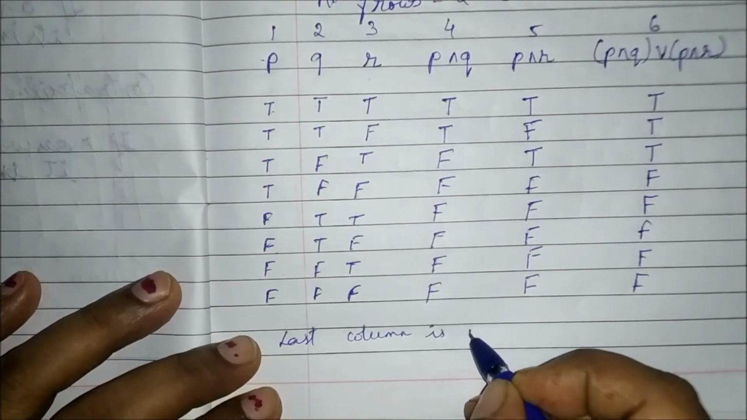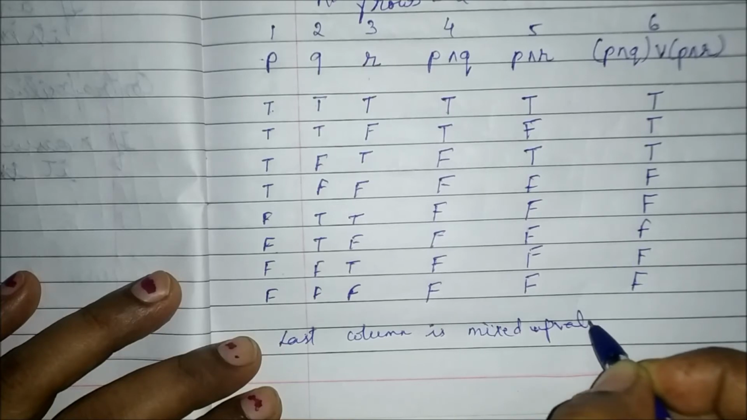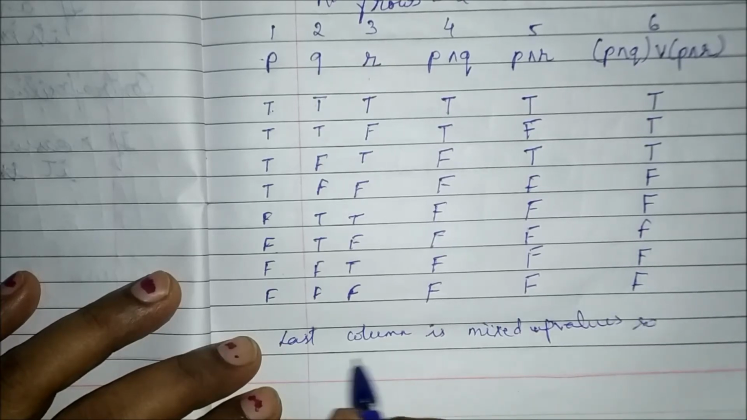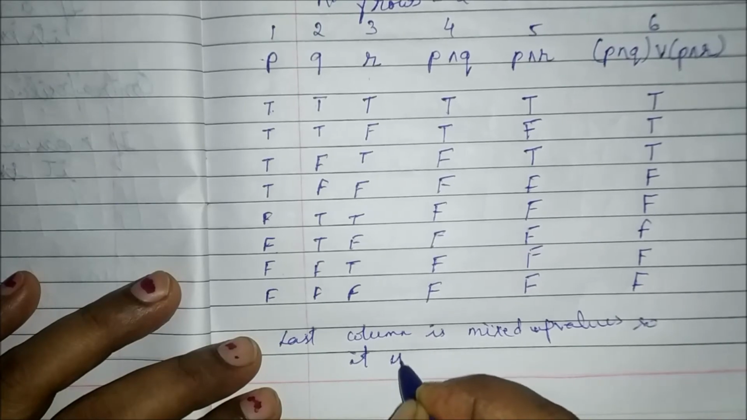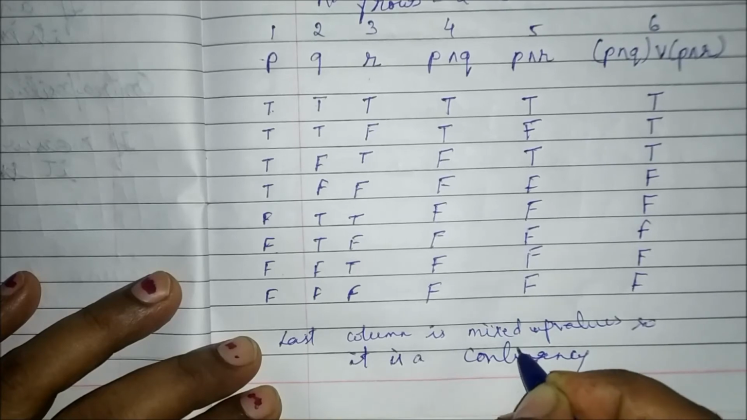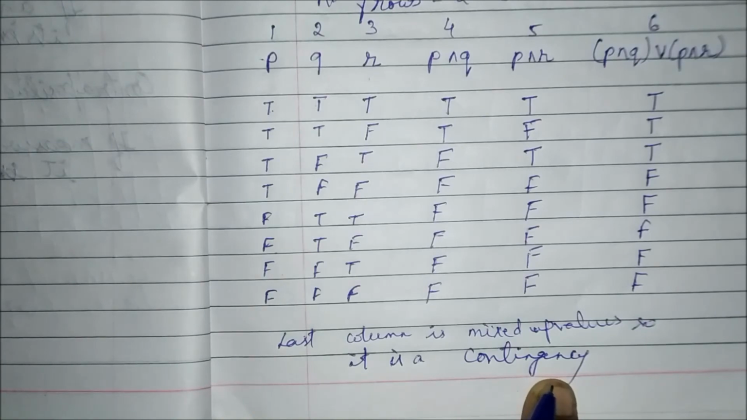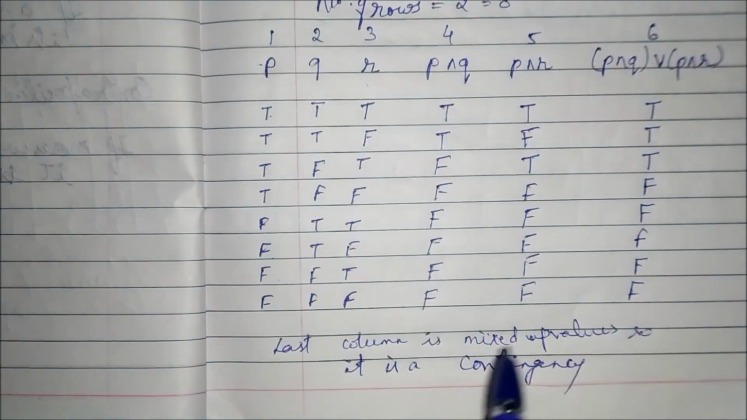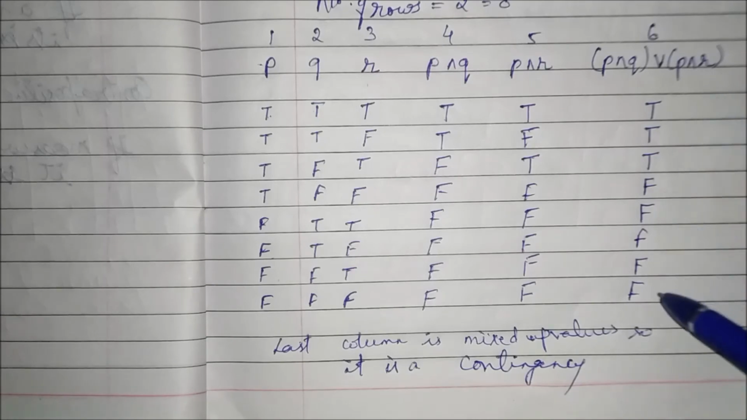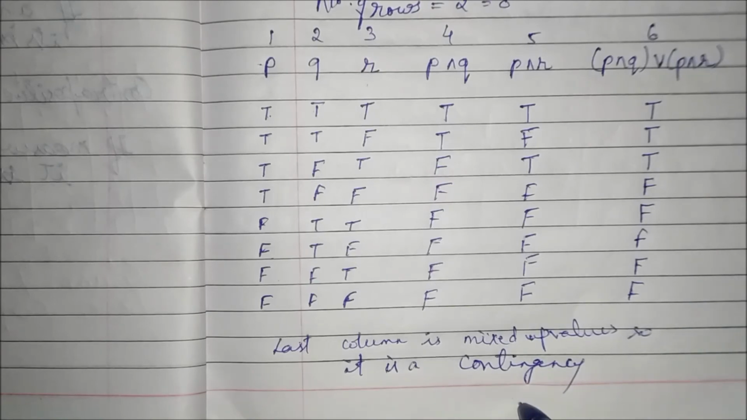So in the last column there are mixed values. So it is a contingency. Here true and false both are coming, so this statement pattern is a contingency. If it had come all true, then it would be a tautology. If it had come all false, then it would be a contradiction. But here true and false both are coming, so it is a contingency.